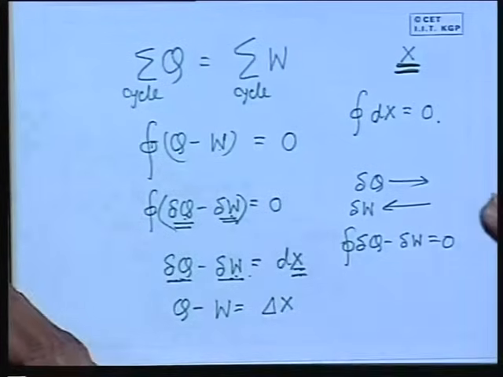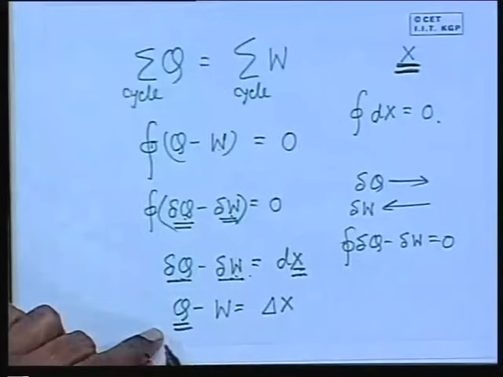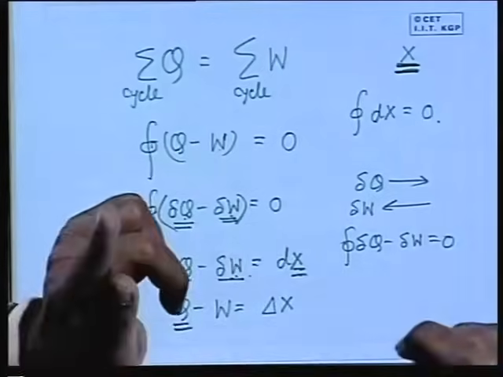That means for any finite process, the heat given to the system in executing the process minus the work delivered by the system in executing the process is equal to the change of a point function. That means heat is a path function, work is a path function, but their difference is a change in a point function. Now you go to the earlier one which we discussed, that there are a number of paths connecting the two state points. Work and heats are different, but their differences are same.